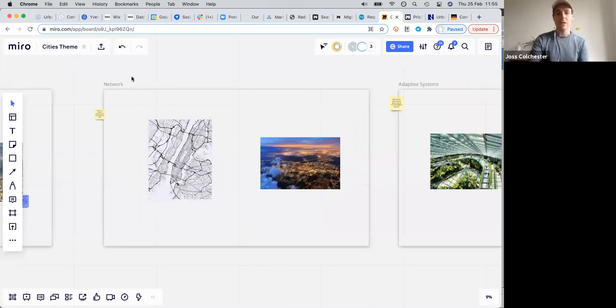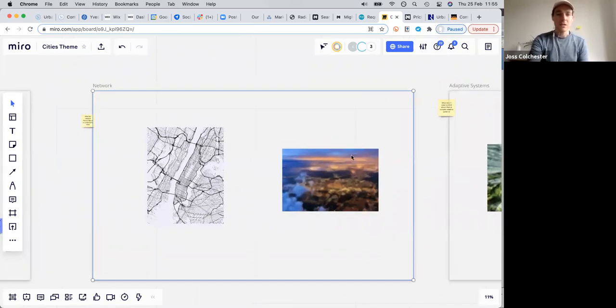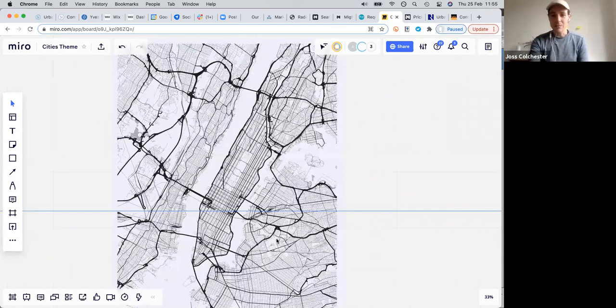This one's talking about networks. Cities as networks. It's long been recognized that cities are networks. Look at this, New York City. Quite beautiful, these networks, aren't they? The way they capture all this complexity and all the detail. Amazing stuff. This is Brooklyn here.